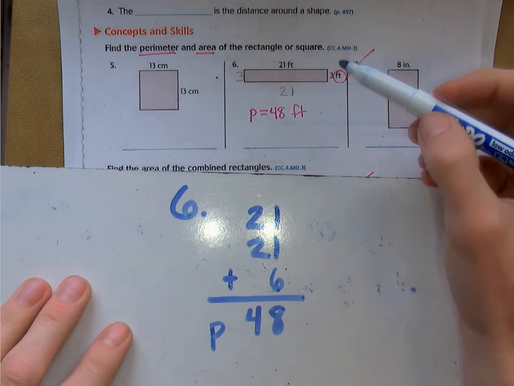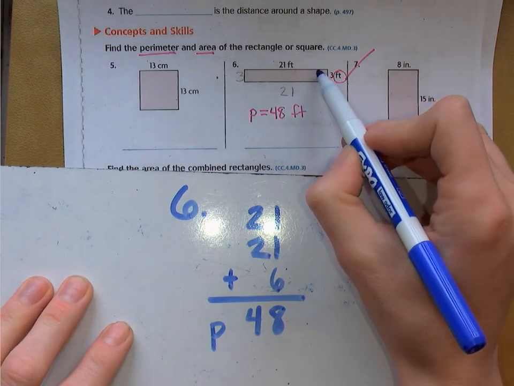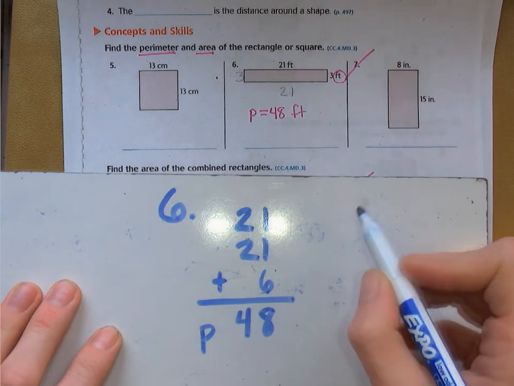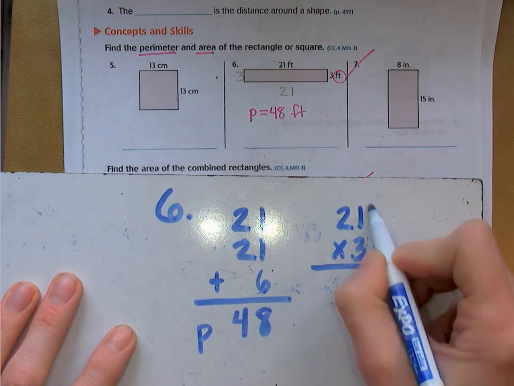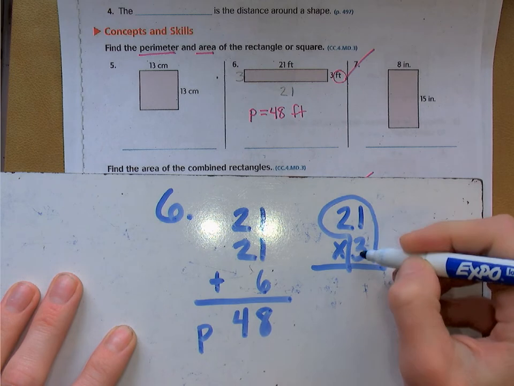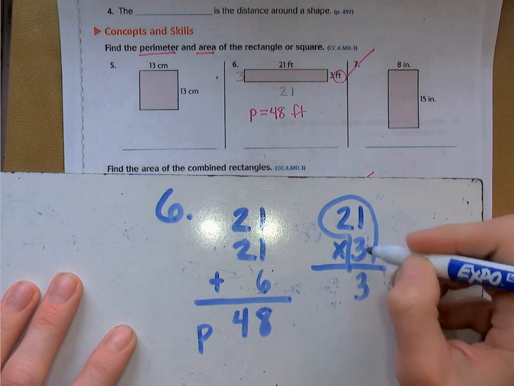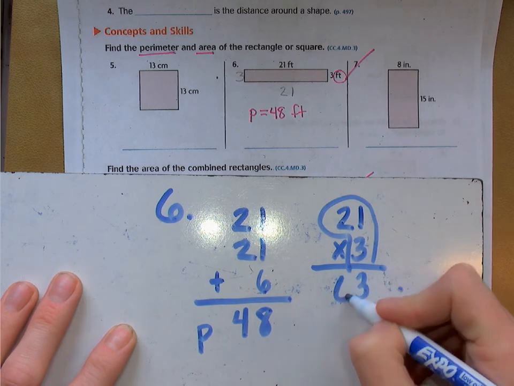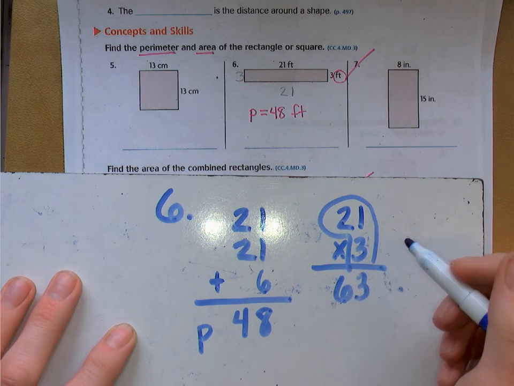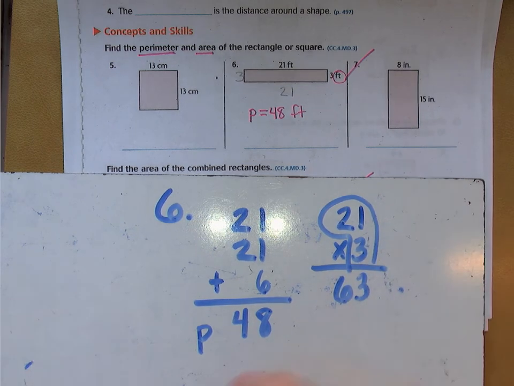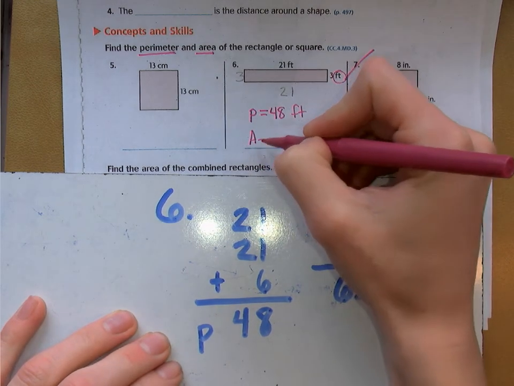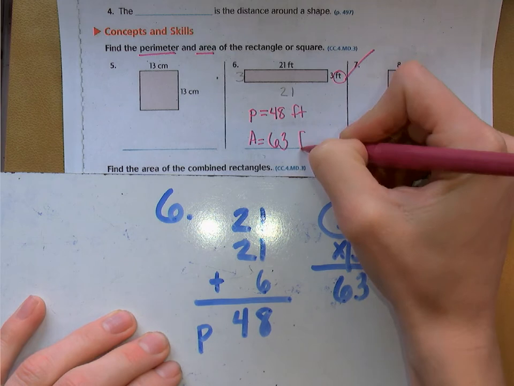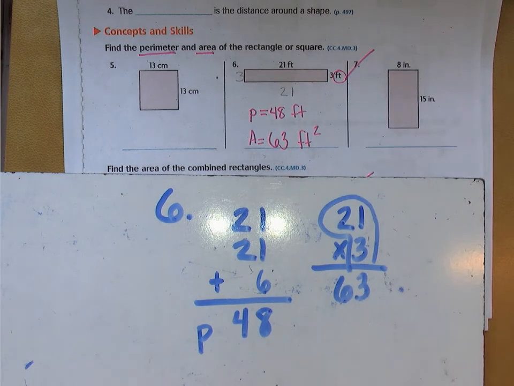Area equals base times height. My base is 21. My height is 3. So I'm going to do 21 times 3. It's a small turtle head. 1 times 3 is 3. 3 times 2 is 6. And I'm done. So my area equals 63 feet squared. So I just did number 6 with you.